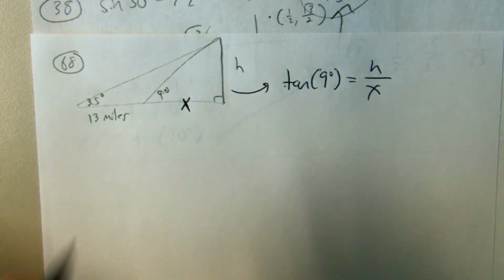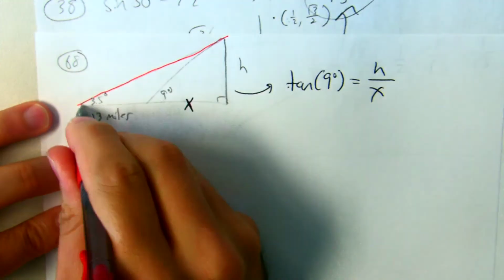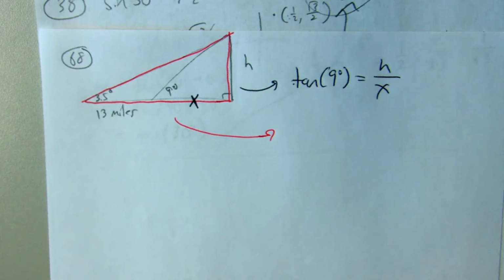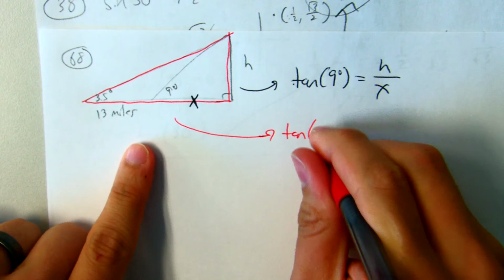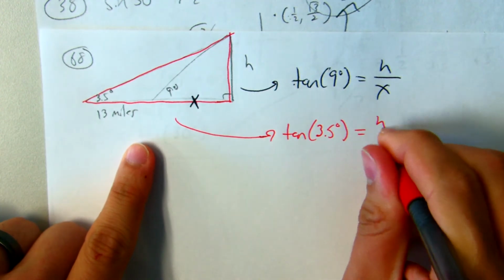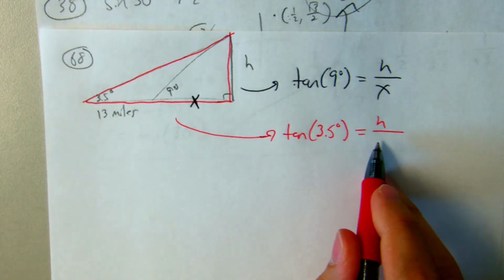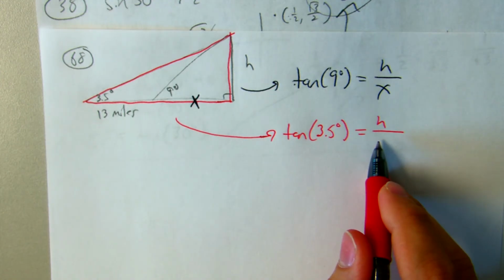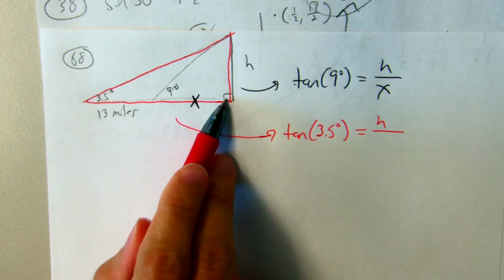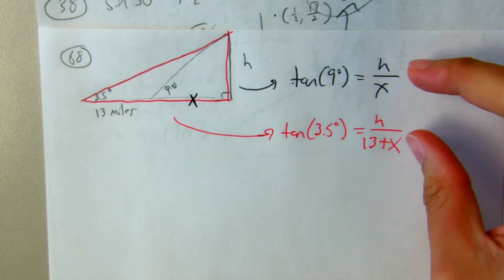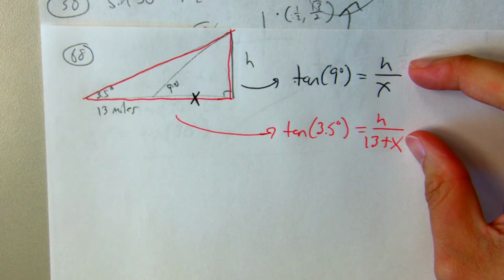But I could also look at this big right triangle, and I could make an equation in it as well. And I could say the tangent of 3.5 degrees is opposite over adjacent. But what is the adjacent one? It's X plus 13. It's 13 plus whatever that is, right? Now, it's unfortunate that this still is going to take us several more steps, but it's doable now. I've got 2 unknowns, but I've got 2 equations.